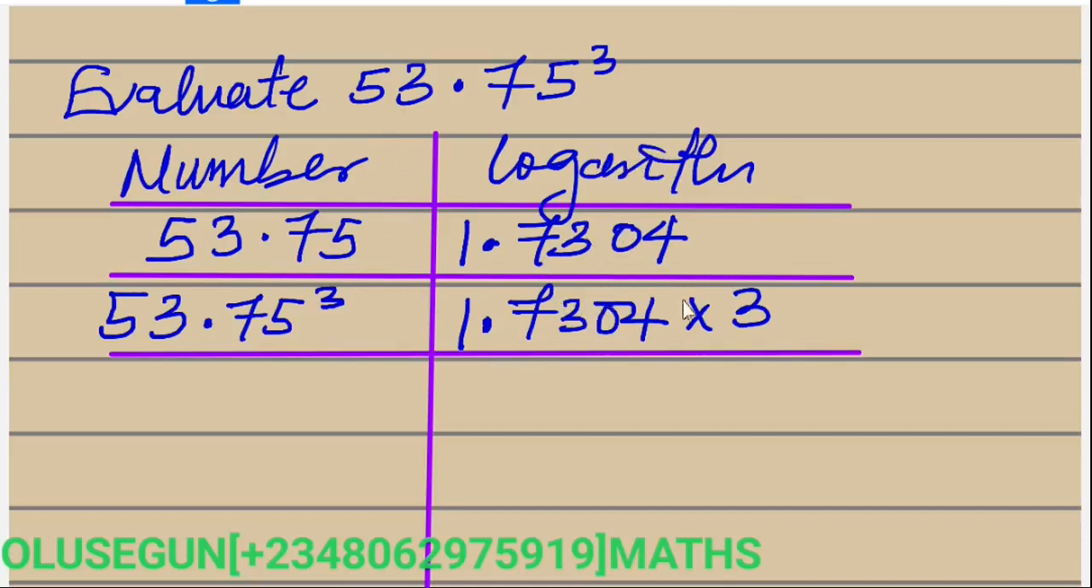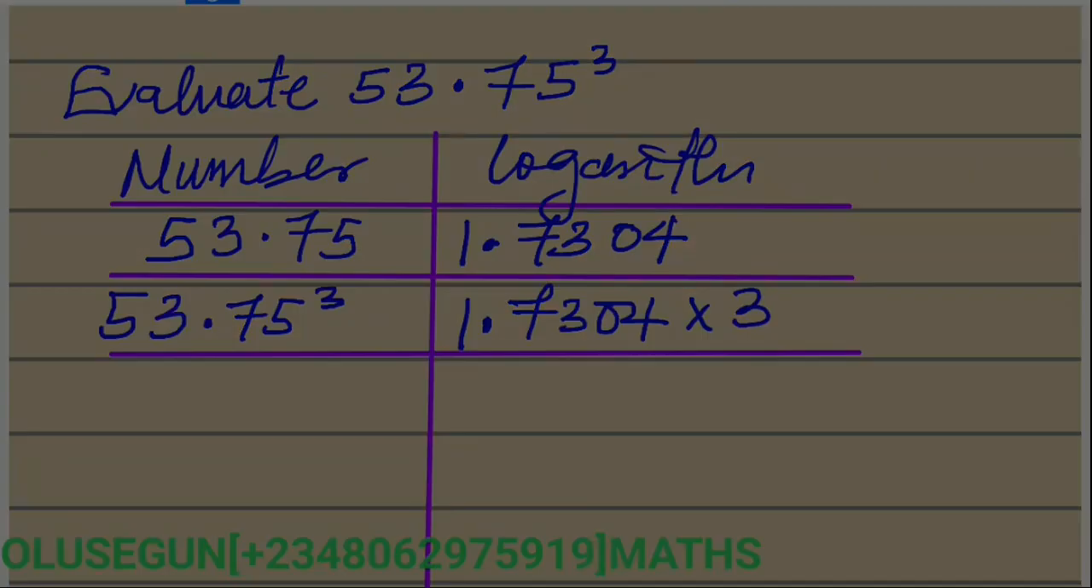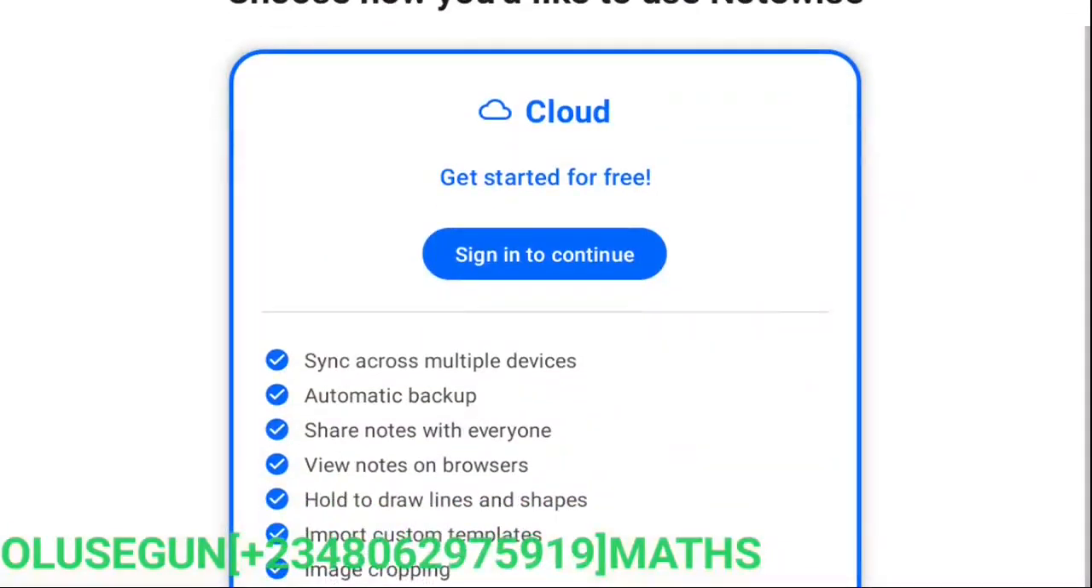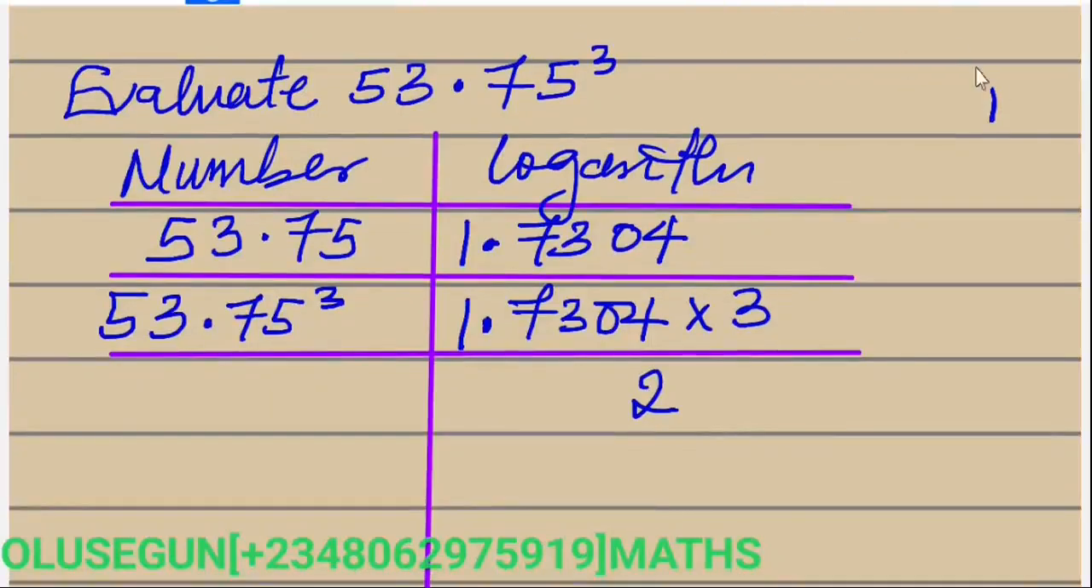So now let's multiply one by one. Let me multiply here. 3 times 4 is 12; you write 2 and keep 1. 3 times 0 is 0. Then 0 plus 1 gives 1.